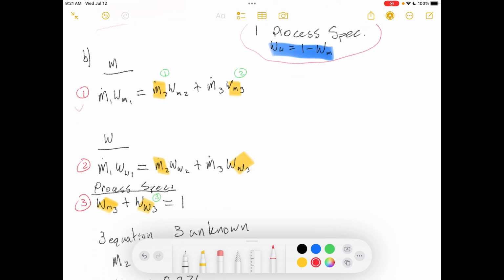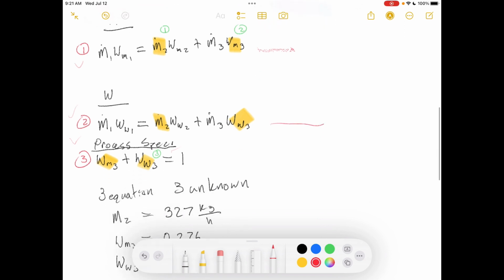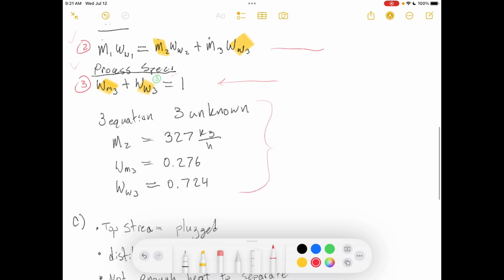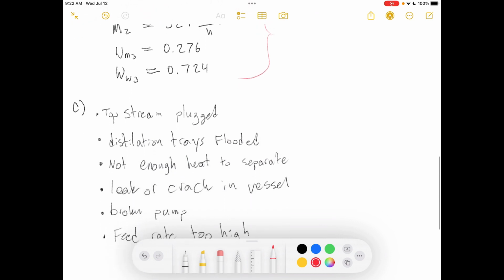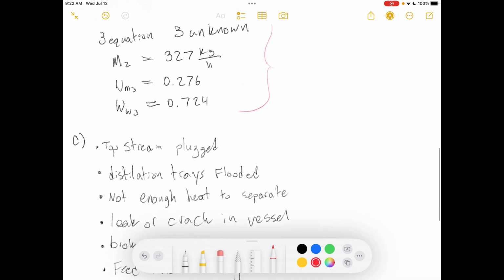Okay, here are our 3 independent equations. And then I labeled our unknowns 1, 2, and 3 there. So we have 3 equations and 3 unknowns. This is our material balance on the methanol, material balance on the water, and our process specification equation. 3 equations, 3 unknowns. That's our set of independent equations. Since we have this problem set, we can solve this system of equations, and that's the answer for that. So that answers how to calculate all the mass fractions and flow rates and things like that of the product streams.